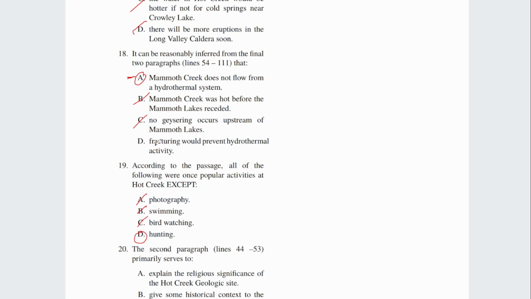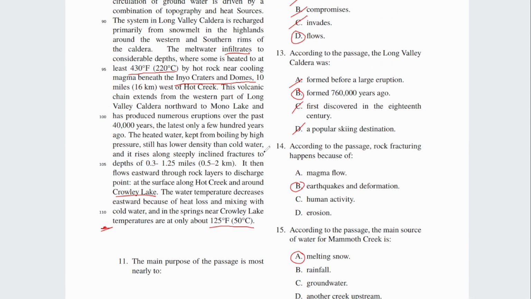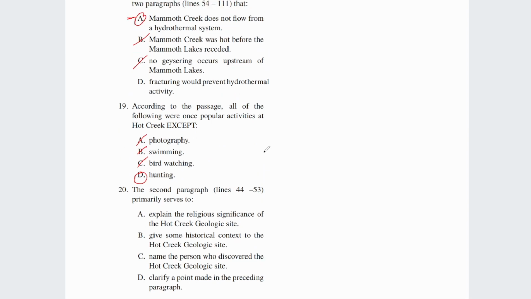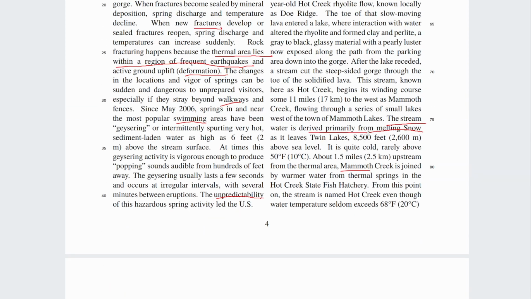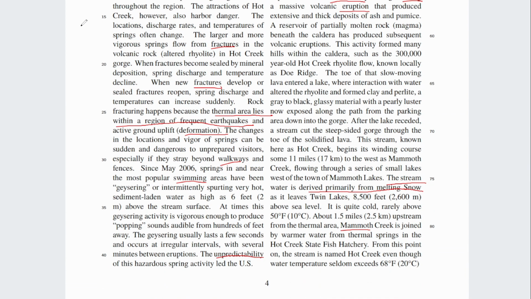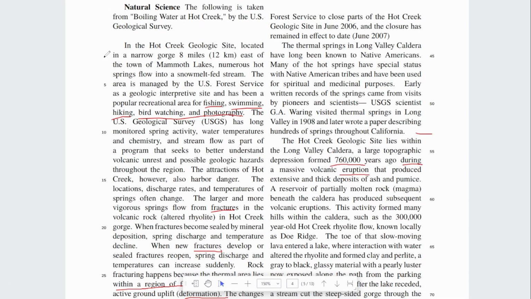And likewise with answer choice D, fracturing would prevent hydrothermal activity. We just don't really know. It sounds like hydrothermal activity actually causes fracturing and geysering. So to say that the effect of a cause would prevent the cause is very strange, right? It seems like hydrothermal activity comes first and then fracturing comes later. The idea that we could fracture something and then prevent hydrothermal activity doesn't make any sense, and is certainly not a reasonable inference from this last part of the passage. In fact, it doesn't say that much about fracturing. Fracturing happens much earlier in the passage, here in the first third.